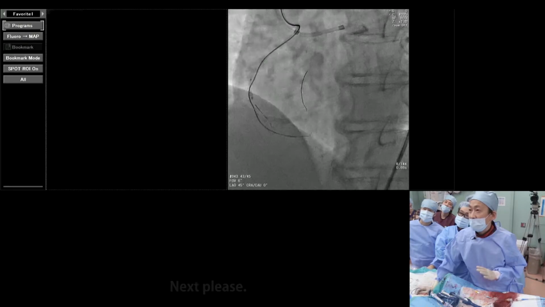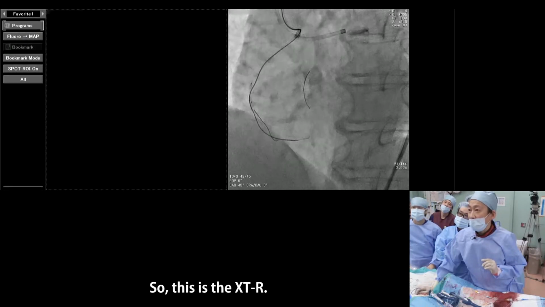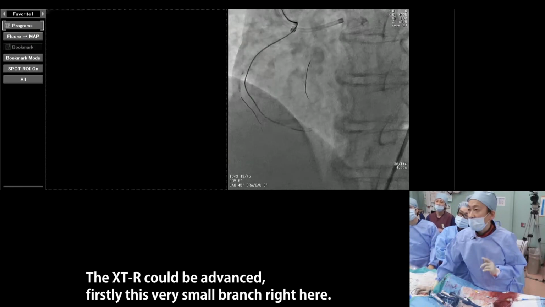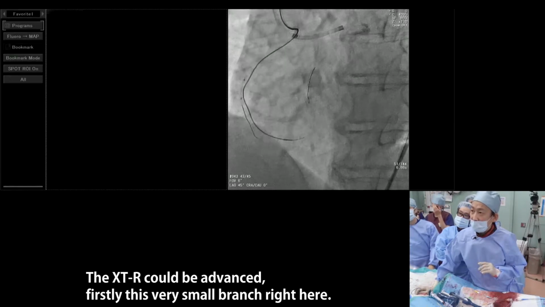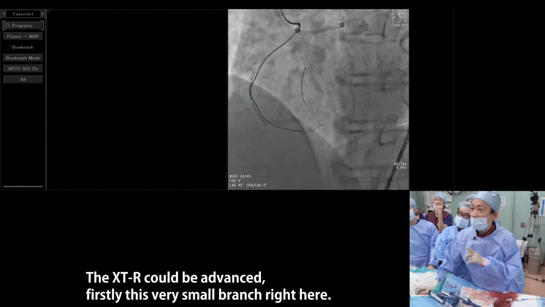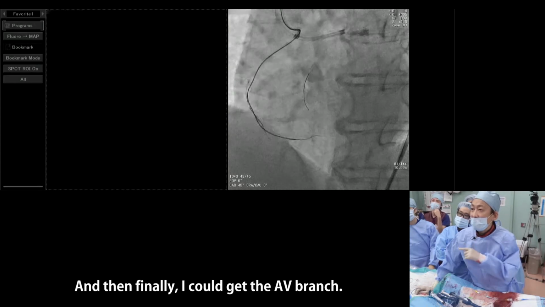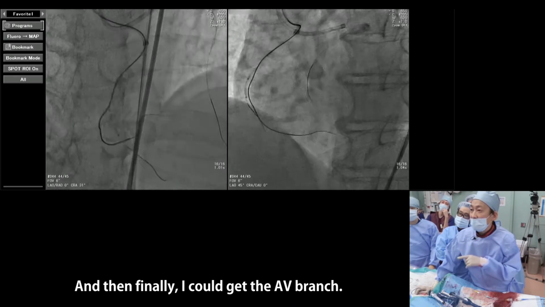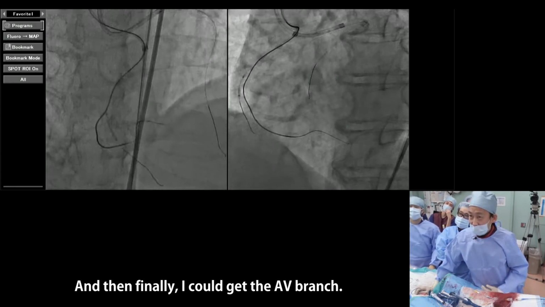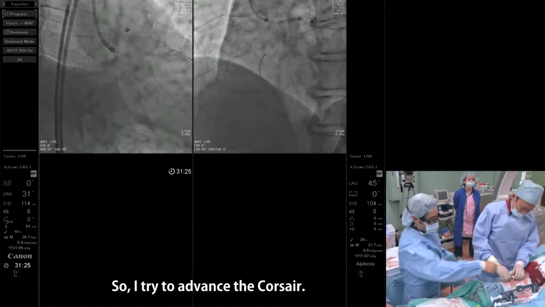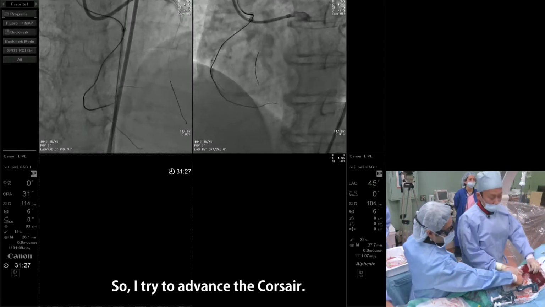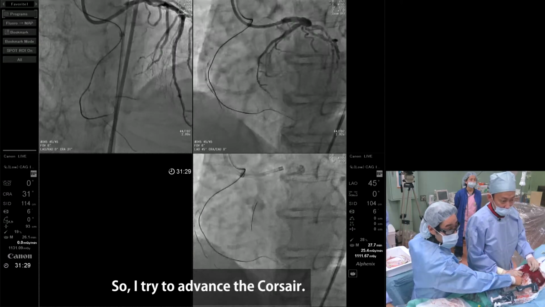Next please. So this is the XTL. The XTL could be advanced. Firstly, there's a very small branch right here, and then finally I could get the distal branch. So I try to advance the Corsair.